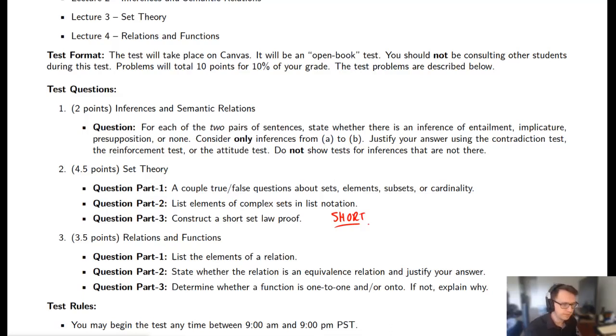I have a question. Yes. So for number 1, inferences and semantic relations, if there is both, for example, both implicature and presupposition, we only need to state one? Yeah. So if it's both, usually it'd be entailment and presupposition, but if it is both, you just have to show me one of them.